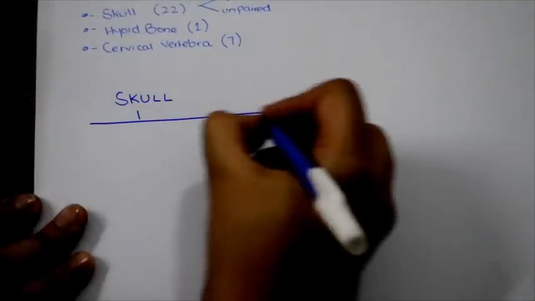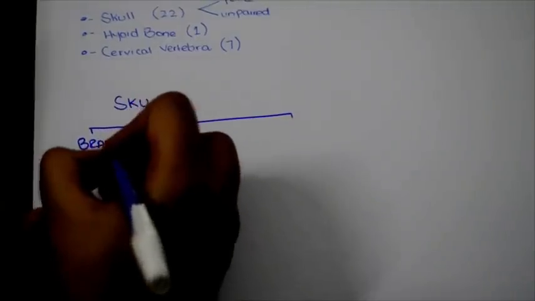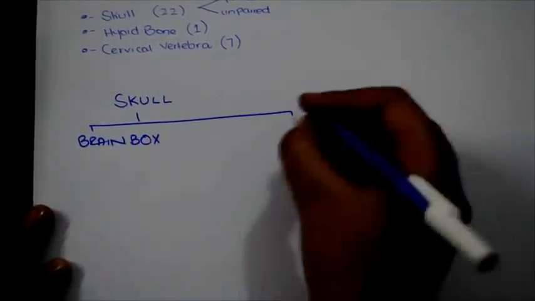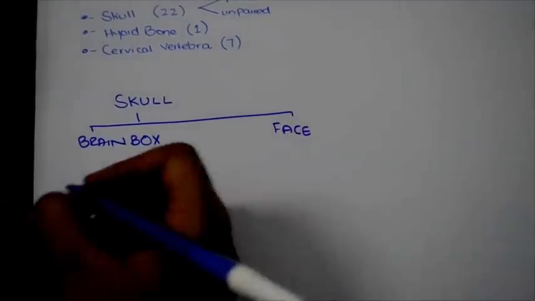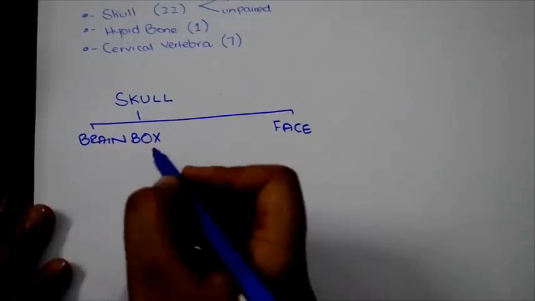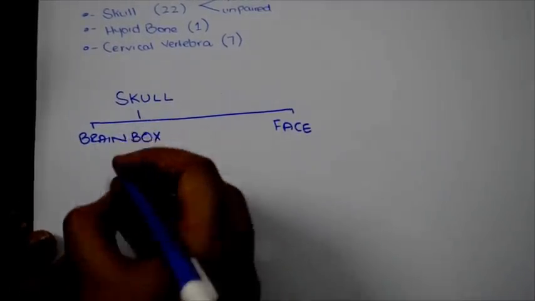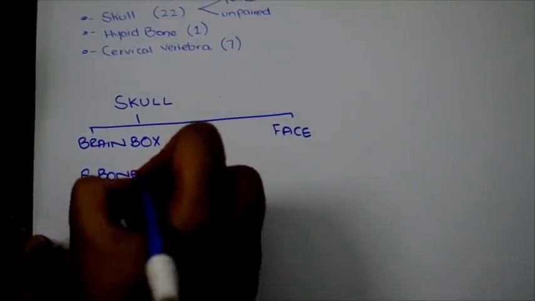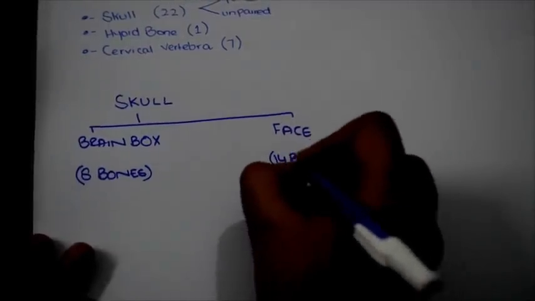skull, as we know, has two parts: the brain box, it can also be called the cranium, and the face part. So the cranium, it's called cranium, the calvaria, and the brain box, of course. It has 8 bones, while the face has 14 bones.